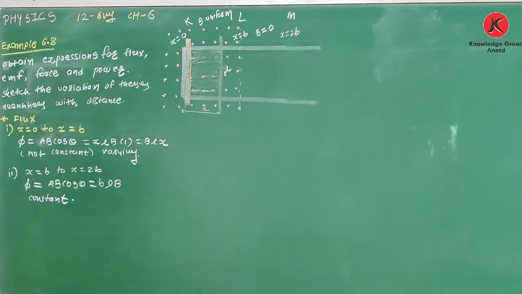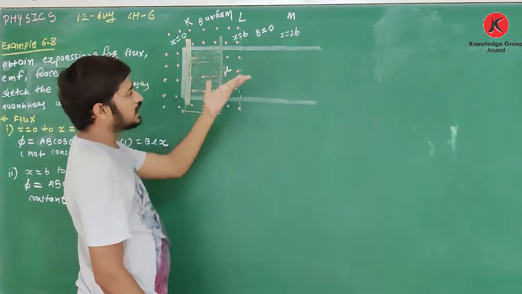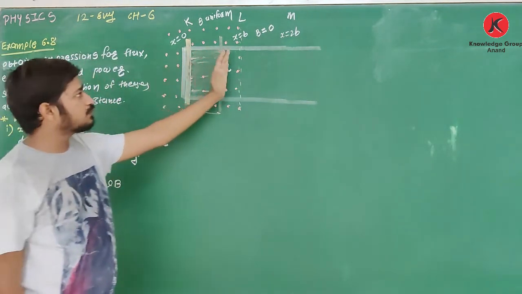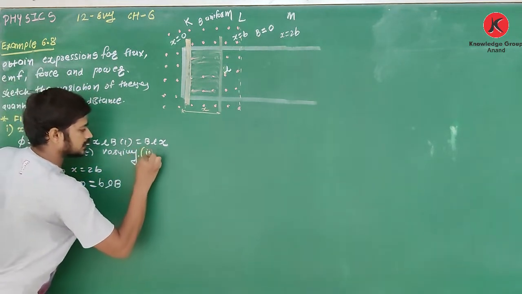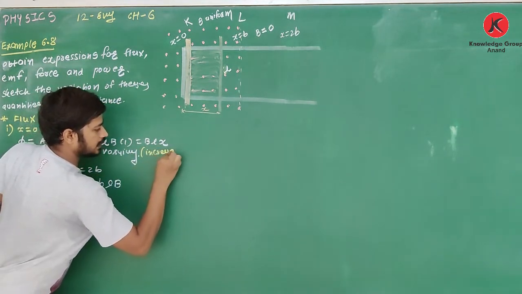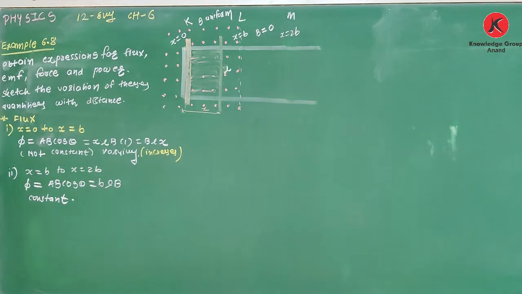So first of all, this is about the flux. As this wire is moved from this point to this point, flux increases. Then from b to 2b, it will stay constant. Here it is varying, and I can write increases. Any doubt? Okay. Now, it is all about flux. Now, you have to find the relation of EMF. How to find EMF?